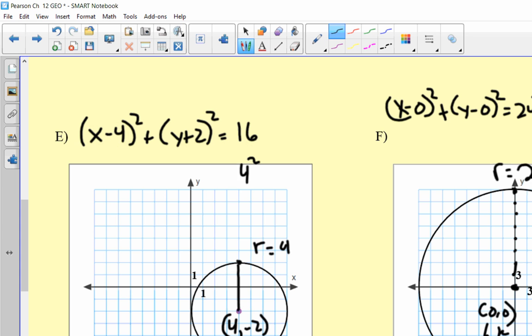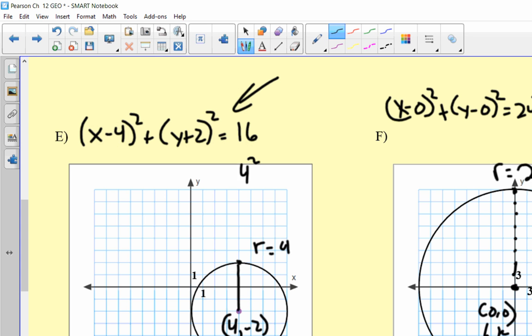Okay, on that first one, they gave me the center of the circle. We figured out the radius; we just counted squares. So we get (x minus 4) squared plus (y plus 2) squared, being careful with plugging stuff in, equals 4 squared, which is 16.